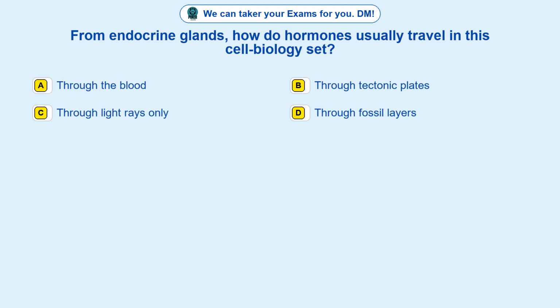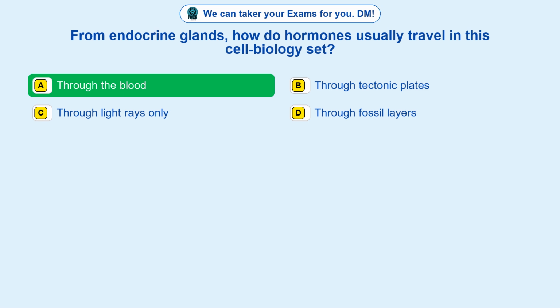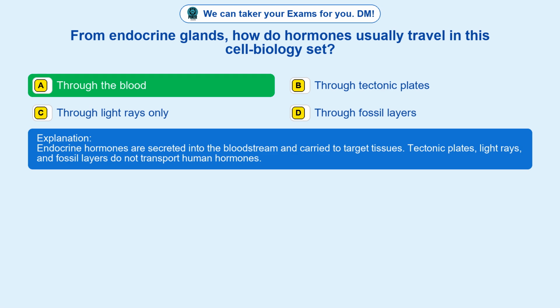Question 28. From endocrine glands, how do hormones usually travel in this cell biology set? Option A, through the blood. Option B, through tectonic plates. Option C, through light rays only. Option D, through fossil layers. The correct answer is option A, through the blood. Endocrine hormones are secreted into the bloodstream and carried to target tissues. Tectonic plates, light rays, and fossil layers do not transport human hormones.